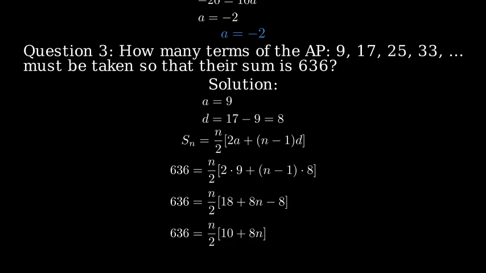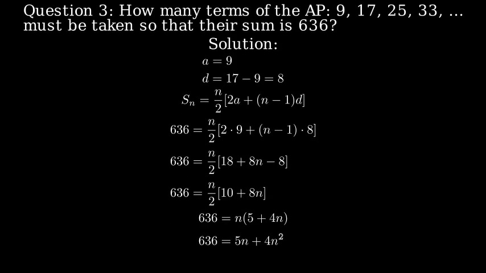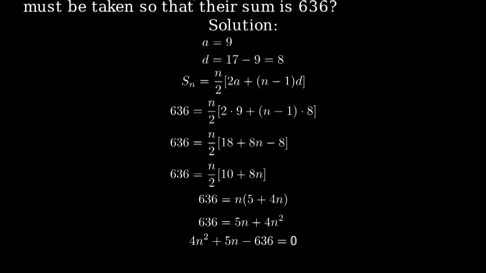636 equals n over 2 times 18 plus 8n minus 8. 636 equals n over 2 times 10 plus 8n. 636 equals n times 5 plus 4n. 636 equals 5n plus 4n squared, rearranging to standard form. 4n squared plus 5n minus 636 equals 0.